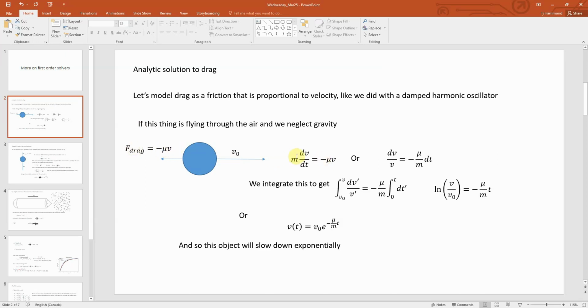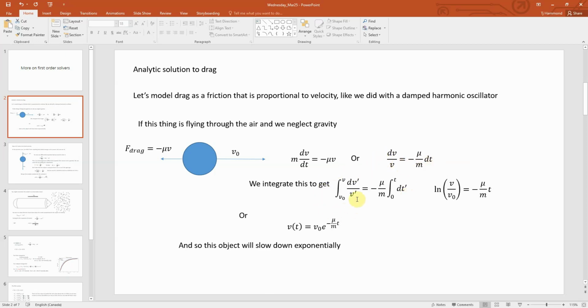So we set up Newton's equation. Newton 2 is mass times the derivative of the velocity with respect to time is equal to negative this constant times v. Or we can rearrange this so that we get dv by v is equal to negative mu over m dt. Now you should know where we're going with this. We have a derivative in velocity, we have a derivative in time. All the velocities are on the left-hand side, the time is on the right-hand side, so we integrate this.